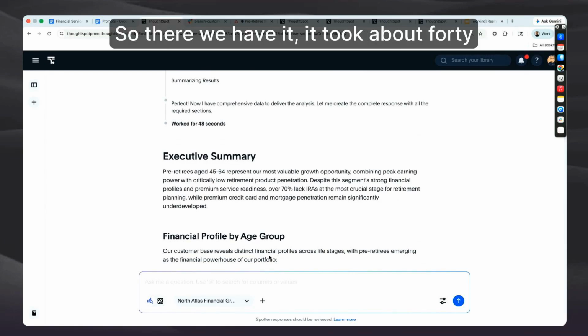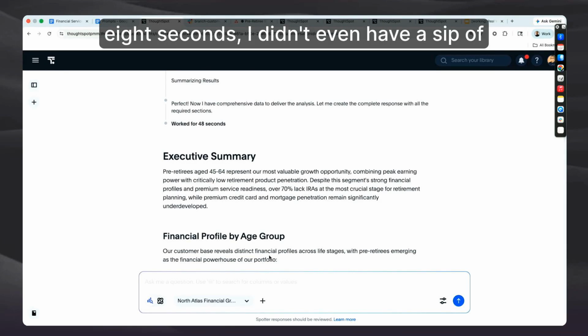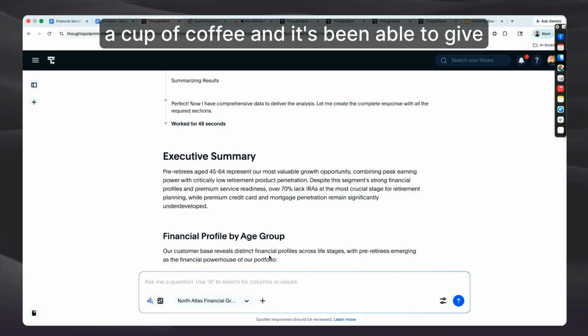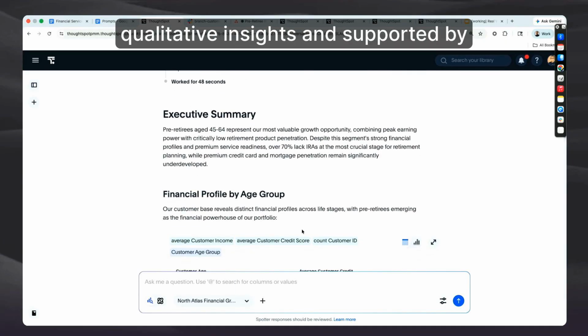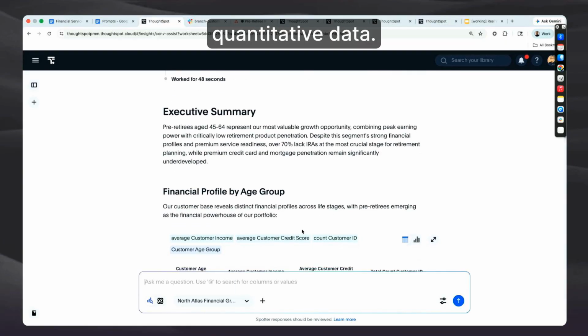So there we have it. It took about 48 seconds. I didn't even have a sip of a cup of coffee, and it's been able to give me a full segmentation analysis, both qualitative insights and supported by quantitative data.